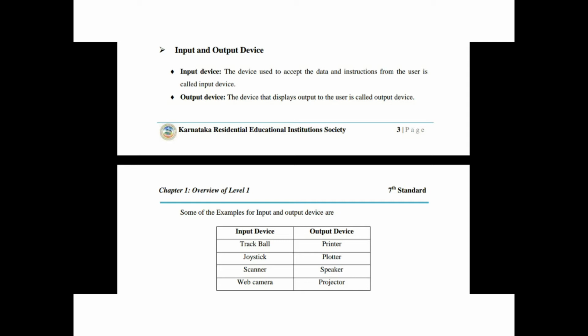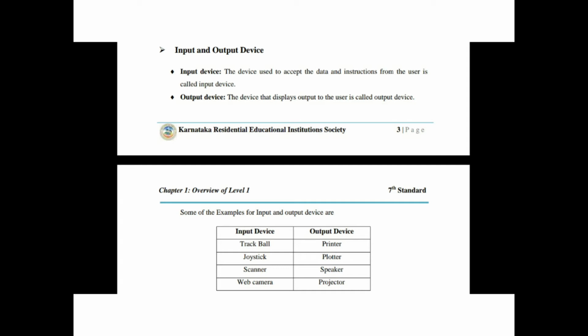First one, input and output devices. We know the meaning of input and output. Input means the instructions that we are going to give to the computer to work. Those instructions, we call as input. And then output means the processed information that is given by the computer to the user, that is called output.